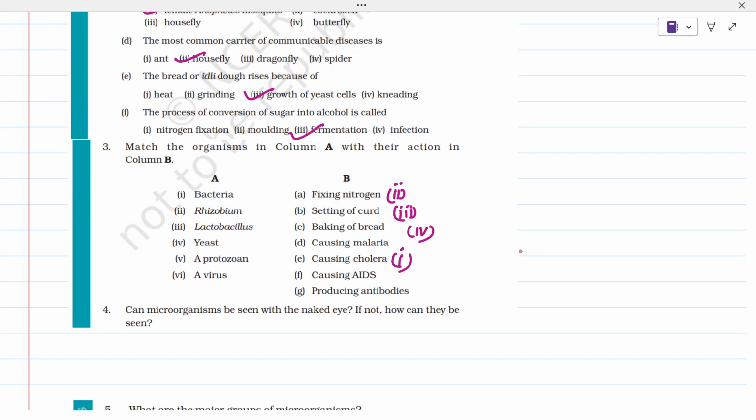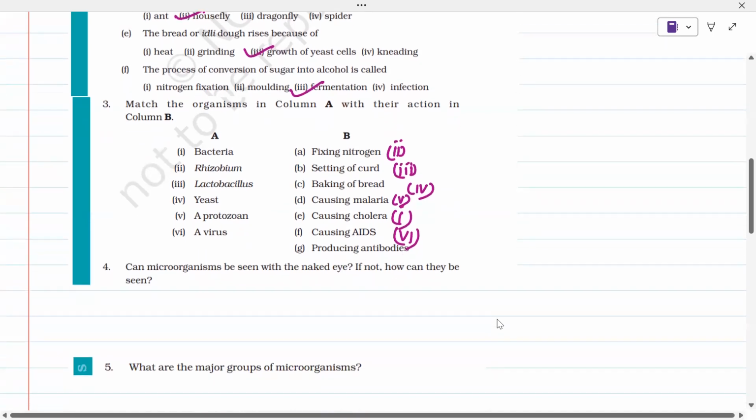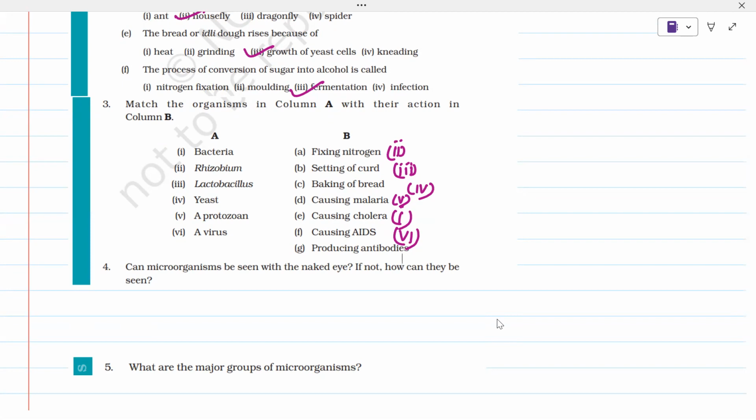A protozoan spreads malaria, that is Plasmodium, right? So this will be number 5. And a virus, it causes AIDS. So here we will write a virus causing AIDS. The full form of AIDS is acquired immunodeficiency syndrome, right?